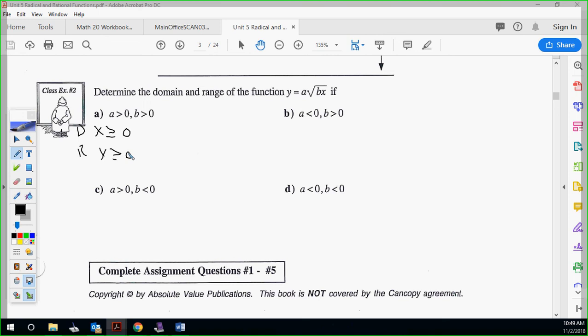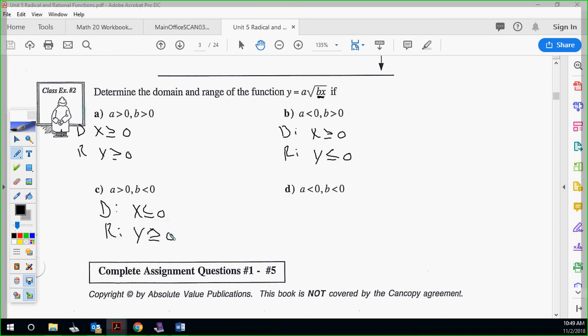So how about when A is negative? When A is negative, where does it reflect? Right, over the x-axis, so y changes. Good, so your domain stays the same, but your range flips. Now this time A is positive, B is negative. So that means your domain flips, because B is negative, so it's flipping it over the y-axis. So my domain is now less than or equal to 0. My range is normal.